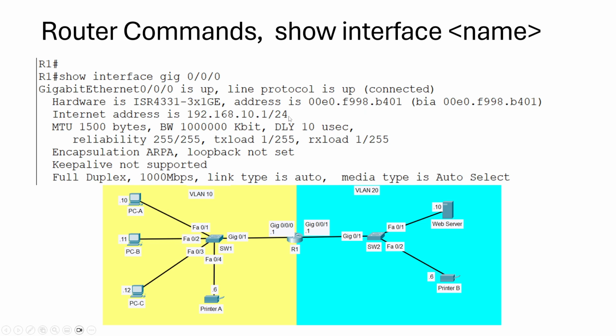We see its IP address with its subnet mask. And some more in-depth troubleshooting includes the reliability of the link and the transmit and receive load on a scale of 1 to 255. And we can also see that the link is full duplex, 1000 megabits per second. The link type is auto detect.